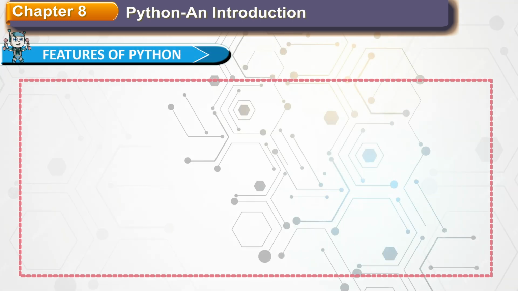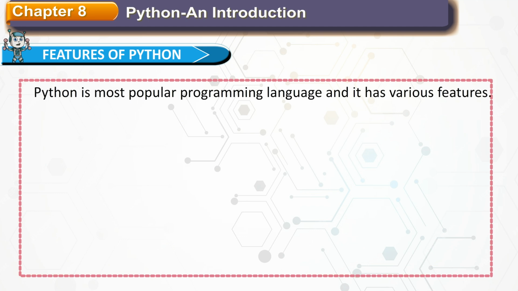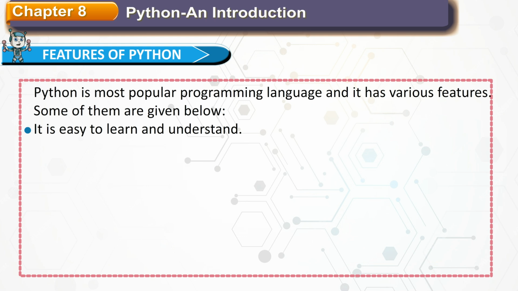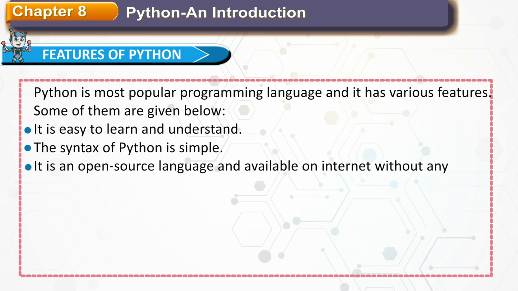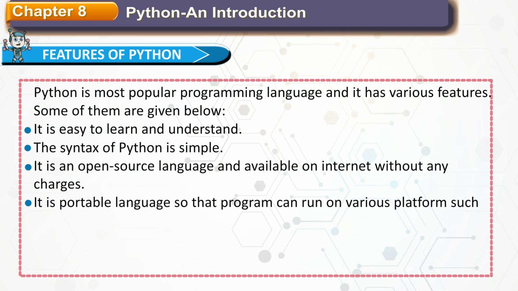Features of Python. Python is the most popular programming language and it has various features. Some of them are given below. It is easy to learn and understand. The syntax of Python is simple. It is an open source language and available on the internet without any charges. It is a portable language so that programs can run on various platforms such as Windows, Linux, and Macintosh.